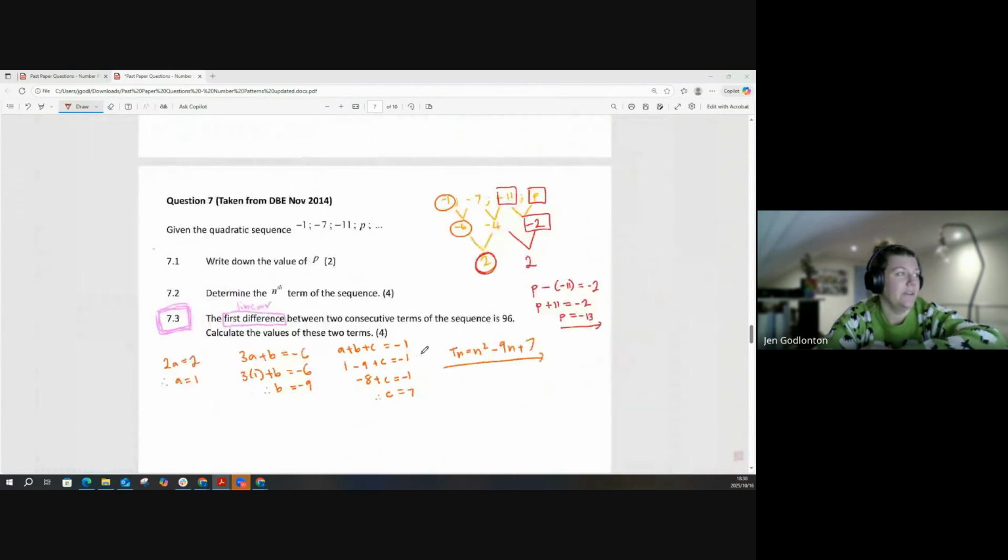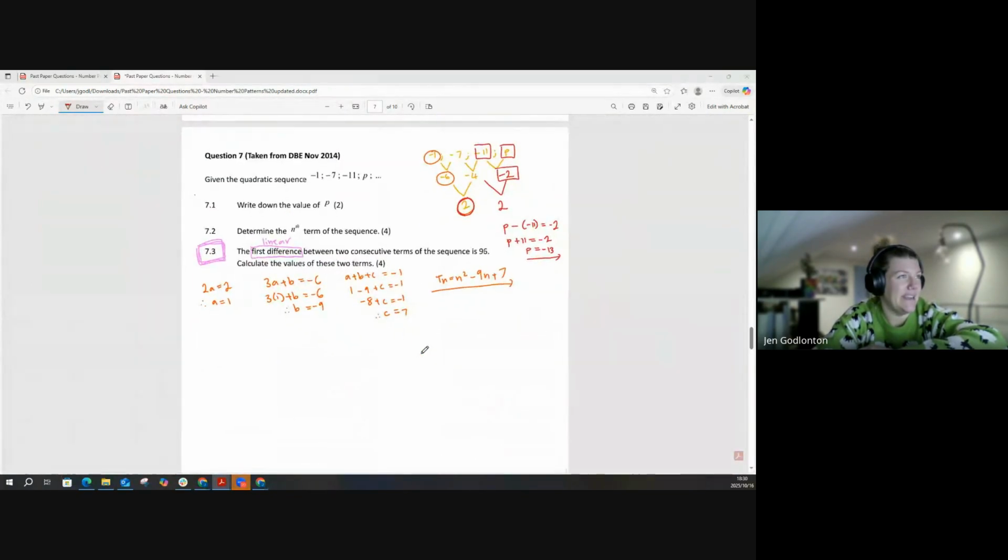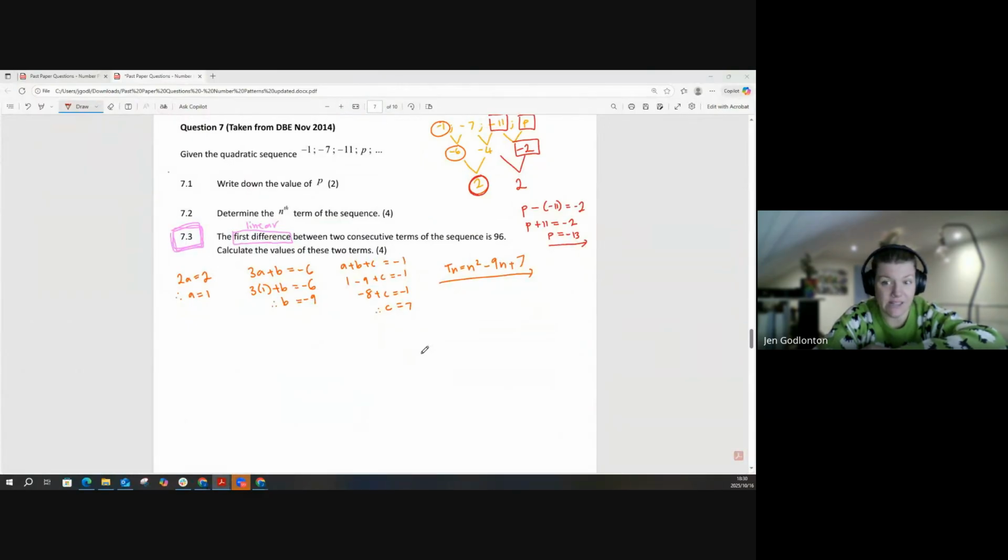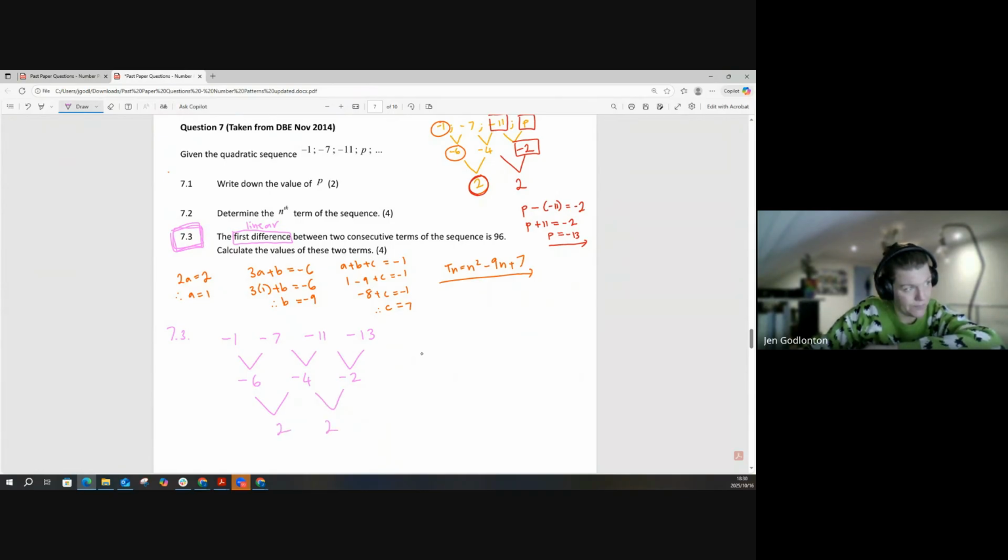Okay, we're going to go through this one nice and slow. If at any point you don't understand, please let me know in the chat so that I can explain it. For 7.3, first thing I'm going to do is write out our pattern again in a clean space. We've got -1, -7, -11, -13. First differences, -6, -4, -2. Second differences, 2. Okay, that's the first part of what we're going to do.